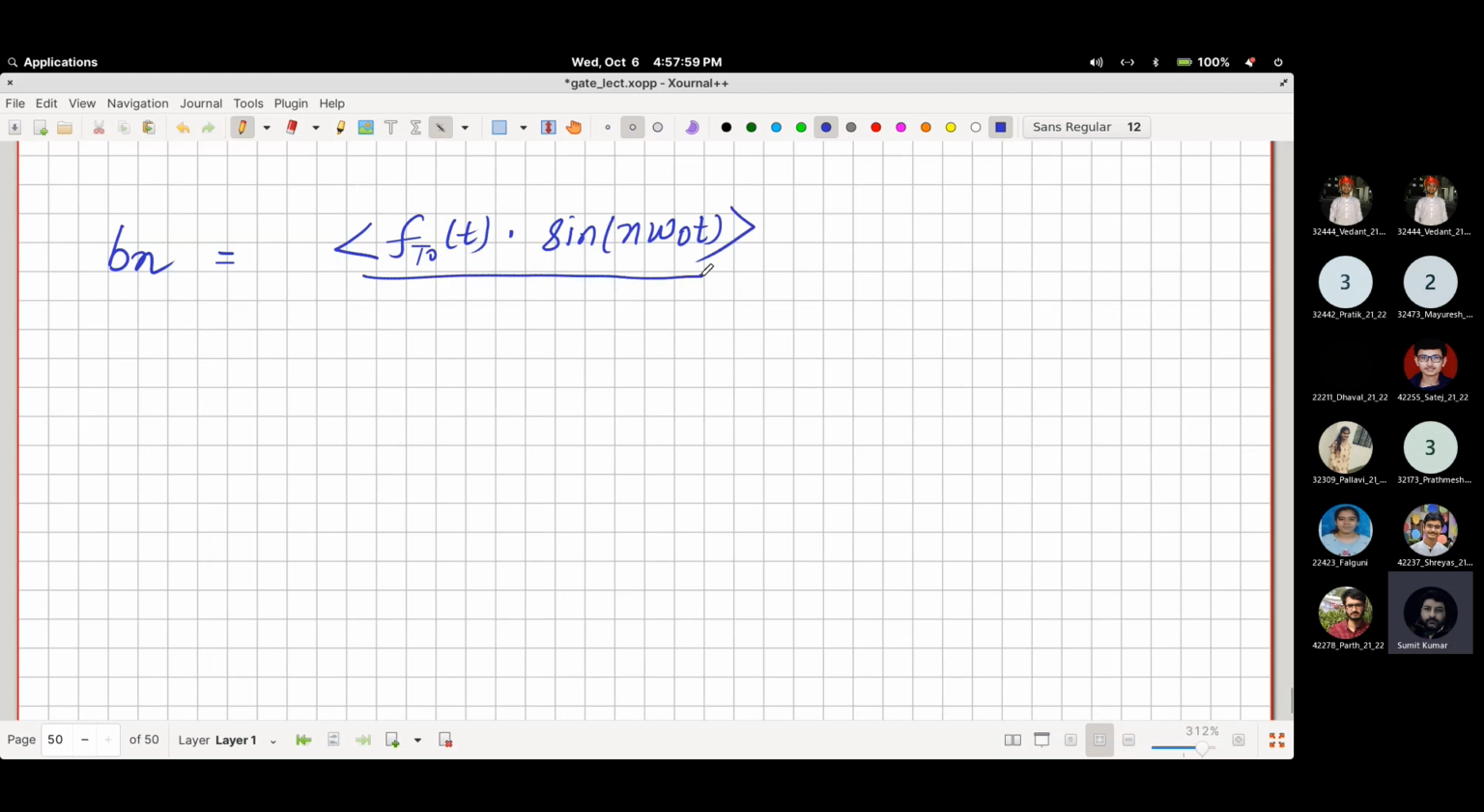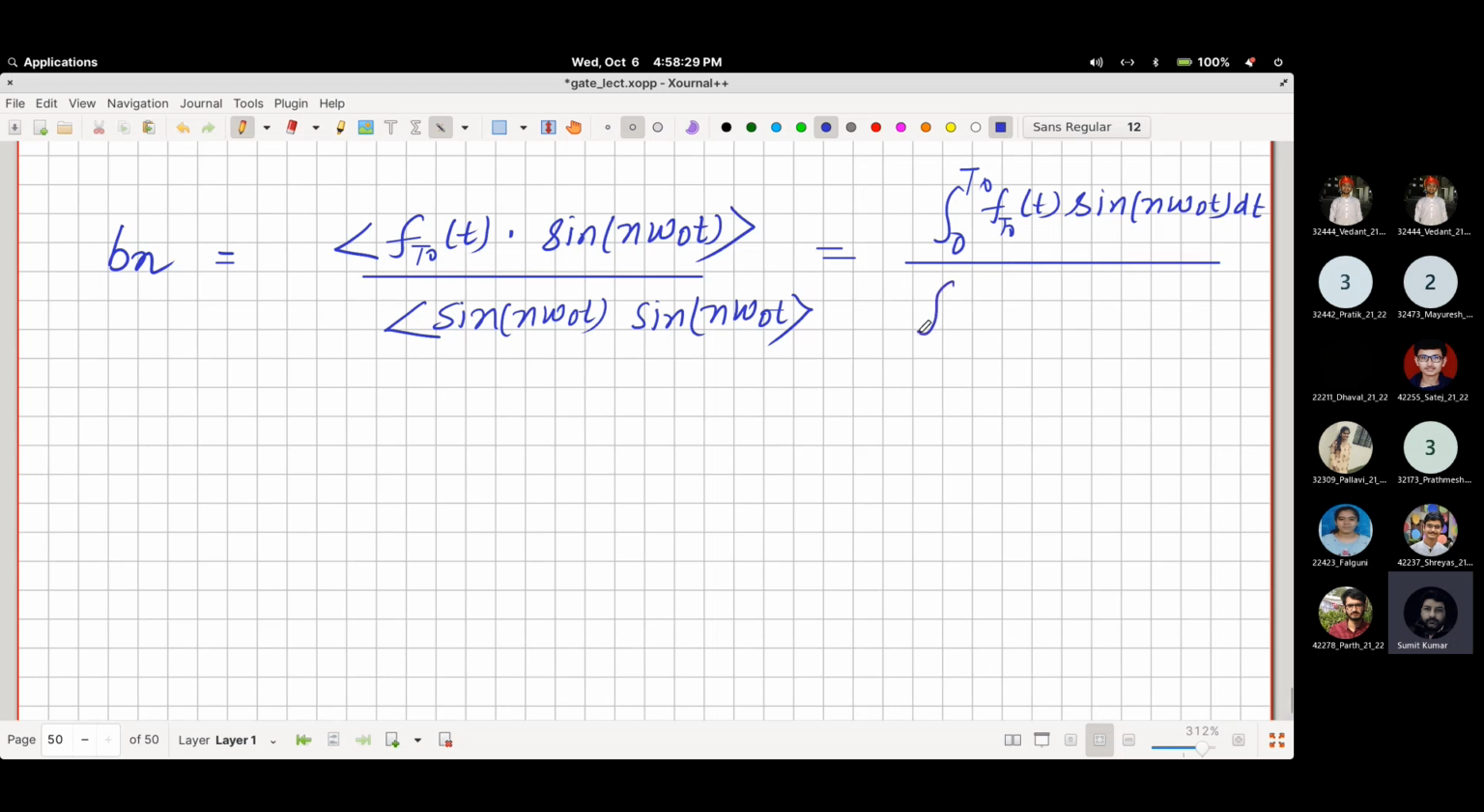And this divided by how much? Sin n omega naught t, because this is the basis vector, isn't it? Sin n omega naught t with sin n omega naught t, right? So this top part is going to be integral from 0 to t naught of f(t) sin n omega naught t dt, and divided by what will it be? Integral from 0 to t naught, how much? Sin square n omega naught t dt.